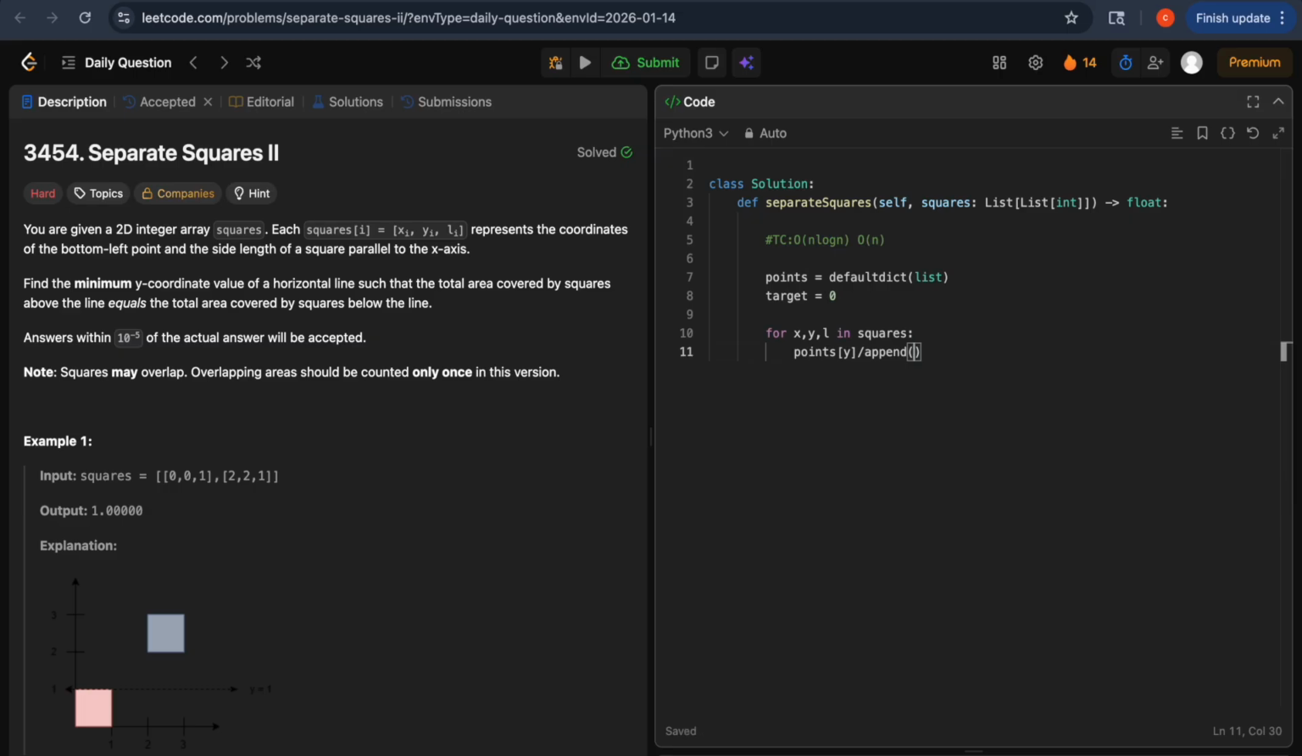For add, this will be positive 1, and x plus l, right? And points of y plus l, this will be the next key value, and append here this should be -1, because we are using this to subtract and find the overlapping width, right? So x and x plus l.